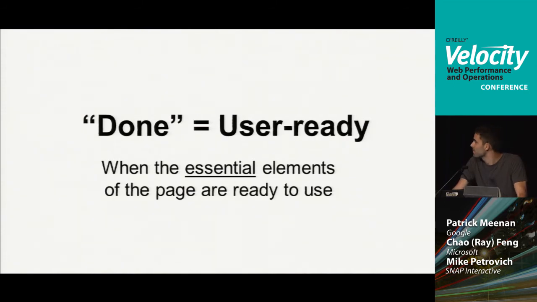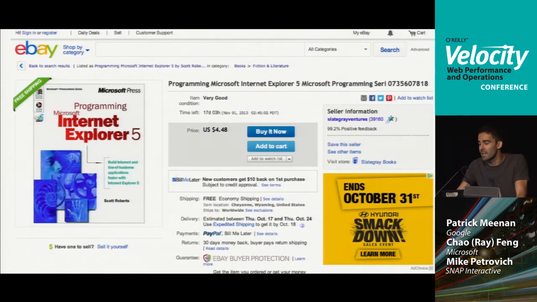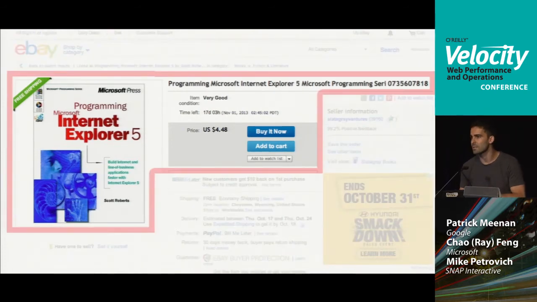So let's embrace that and say that when the page is done is user ready, when the essential elements on the page are ready for the users to use. So let's take an example. This is an e-commerce site, and there's a lot of stuff going on here, ads, banners, but really the only essential elements of this page are these ones. Everything else is additional. Without these elements, though, the page is considered broken. Most users won't be able to use it. They'll try to refresh or navigate away. So these are really the essential elements of the page that need to be present and actionable in order for the page to be considered done.